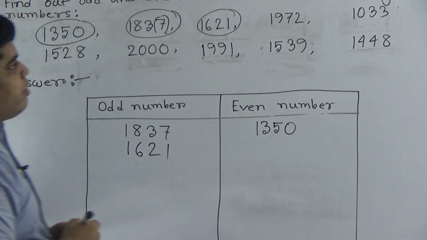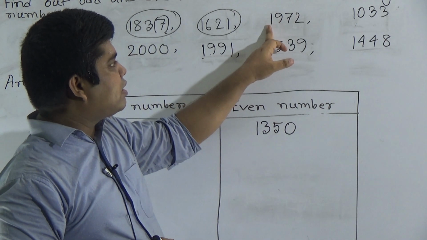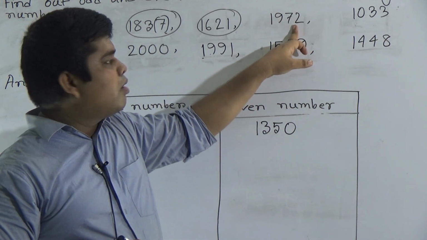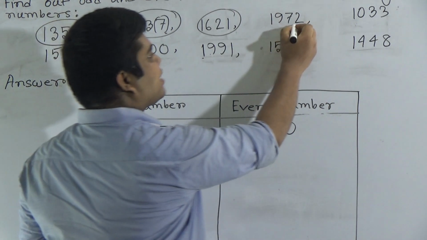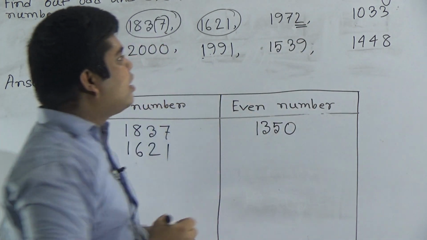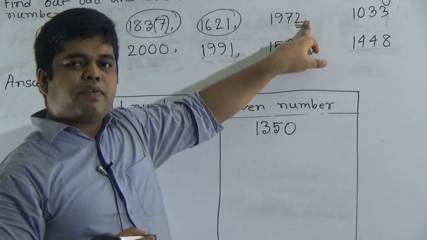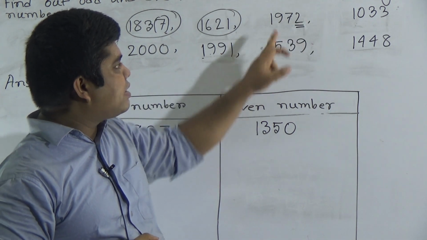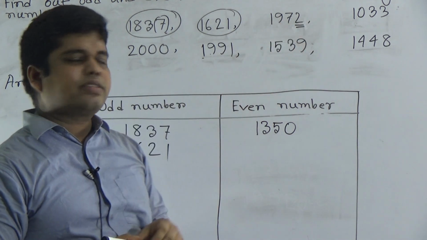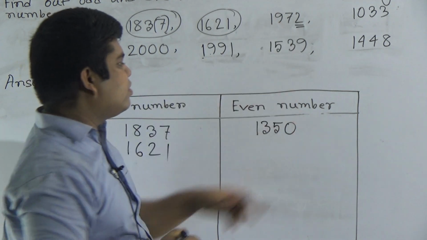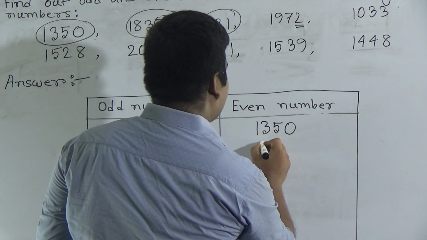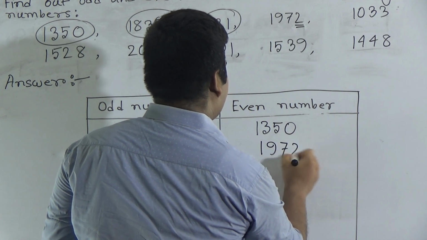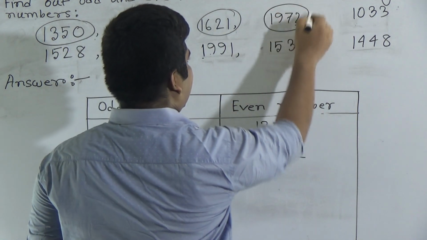Next we shall solve our fourth number, which is 1972. We check only its ones place digit, that means ones place number, and 2 is the notation of even. 2 is the notation of an even number. So we can say 1972 is an even number, and we write this into the even number box, that means 1972. So this one is done.